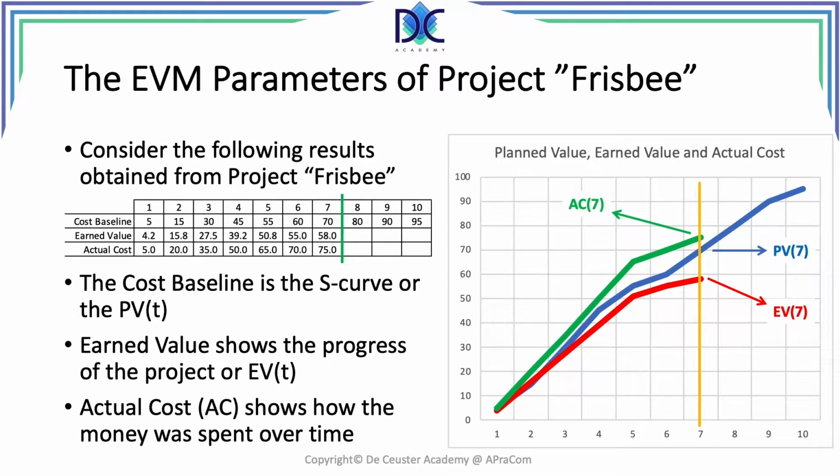Here we see again the earned value curve, the planned value curve, and the actual cost, and we are at period 7. You can from this calculate the cost and the schedule variances and represent them in a graph. If you want to do that, you can stop the presentation now and calculate the schedule and the cost variances for project Frisbee over all the periods and specifically for period 7. And then we have a look at your solution.